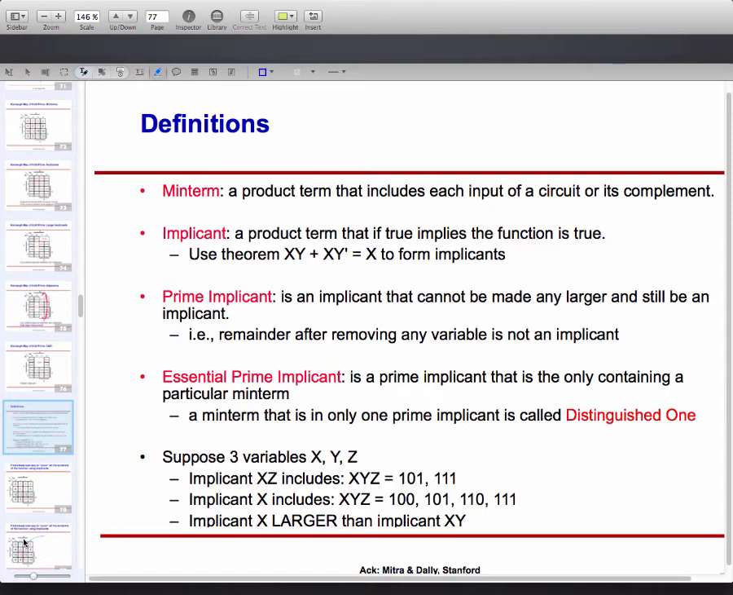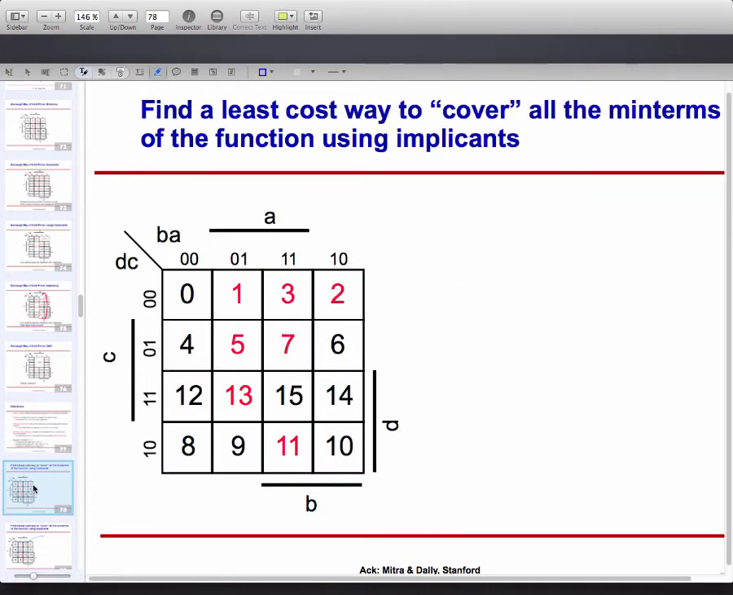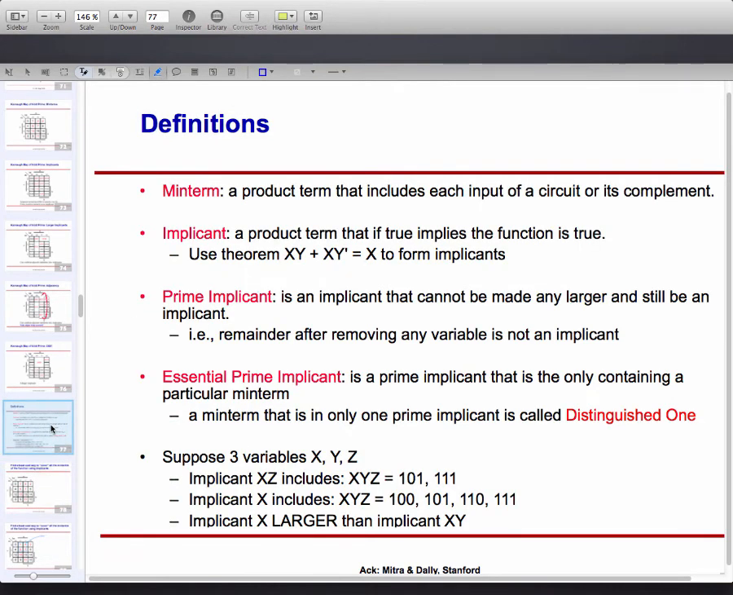The reason it's called essential is because in any implementation of the function, you should include that prime implicant, because that's the only way you are going to cover one of the minterms. So let's see this thing in action. My goal, as we've been intuitively talking about, is to cover all the minterms. In a minterm, the AND term should include all my inputs that are in the function.